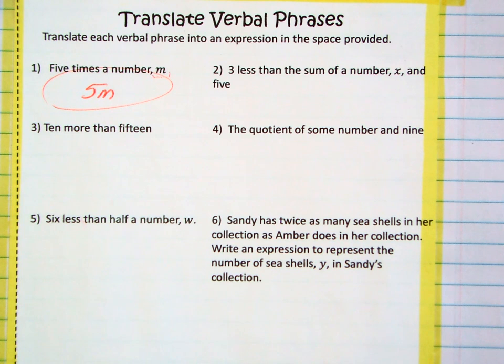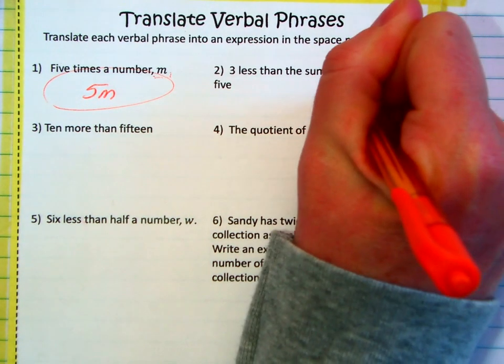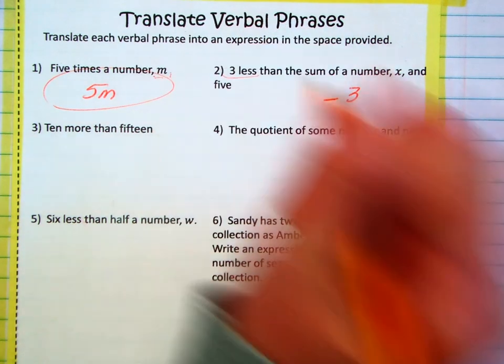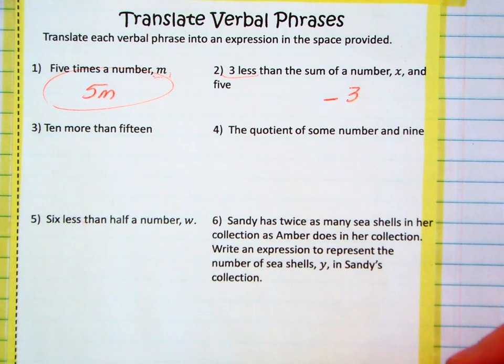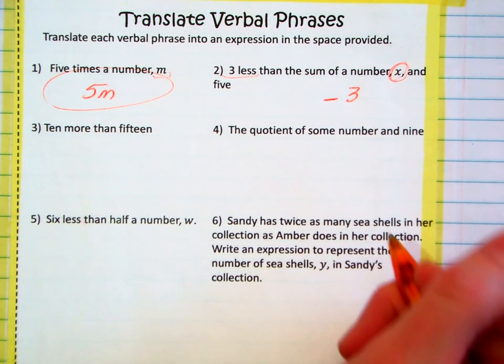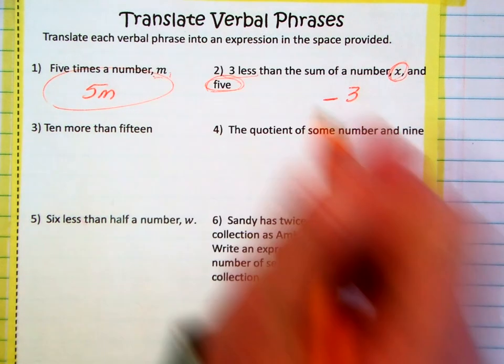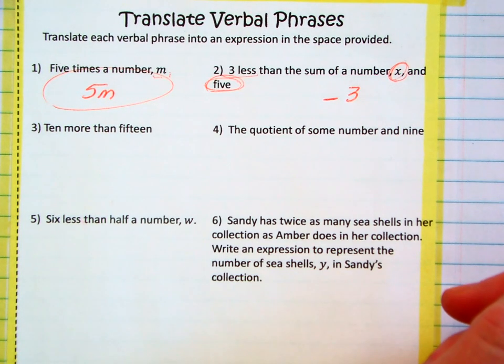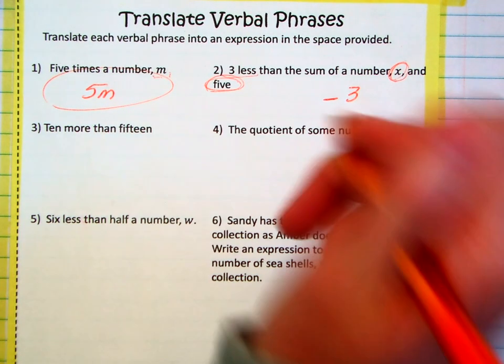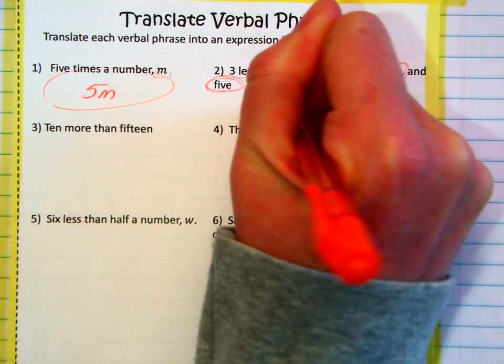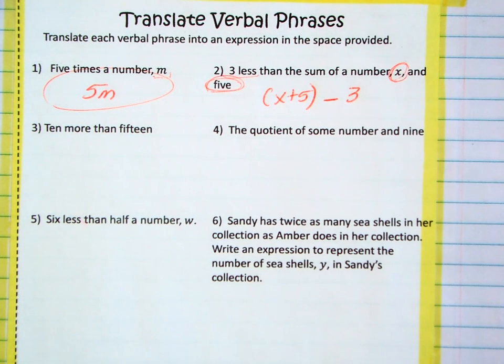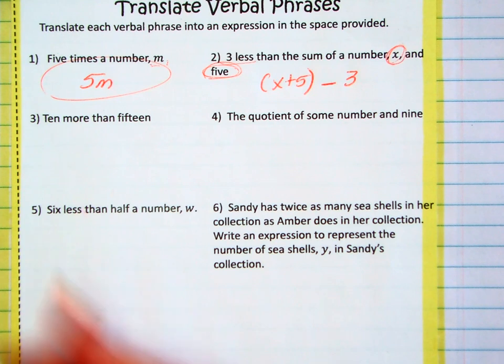Now I'm going to continue with number 2. 3 less than the sum of a number, x and 5. 3 less, that makes me think subtract 3. Then the sum of a number, and the number is x, combined with 5. That's that 2 operations situation where we need parentheses. X plus 5, take away 3. That one's kind of tricky.